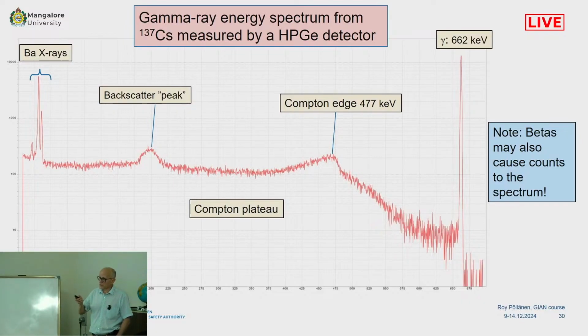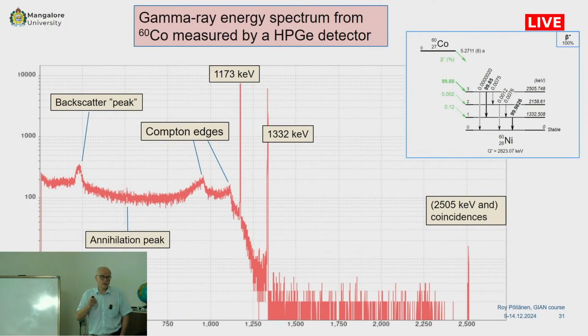So the gamma detectors detect also betas. For example, I have done some measurements from strontium-90 by using our gamma ray spectrometer. So there are no peaks in that case.